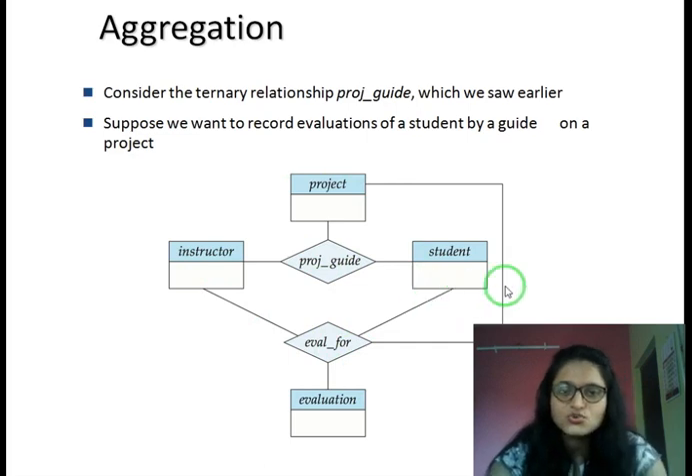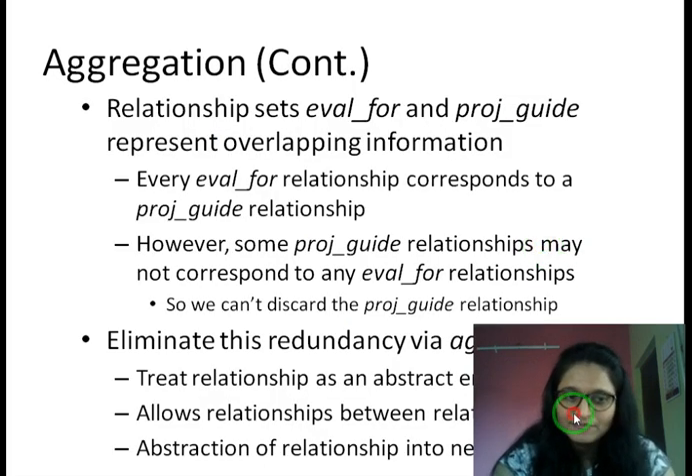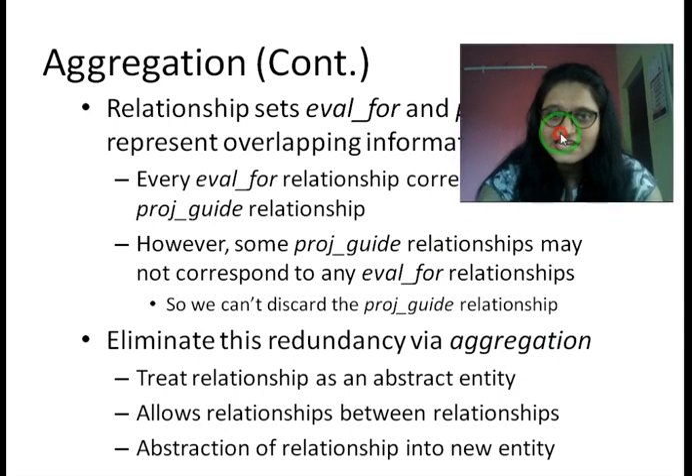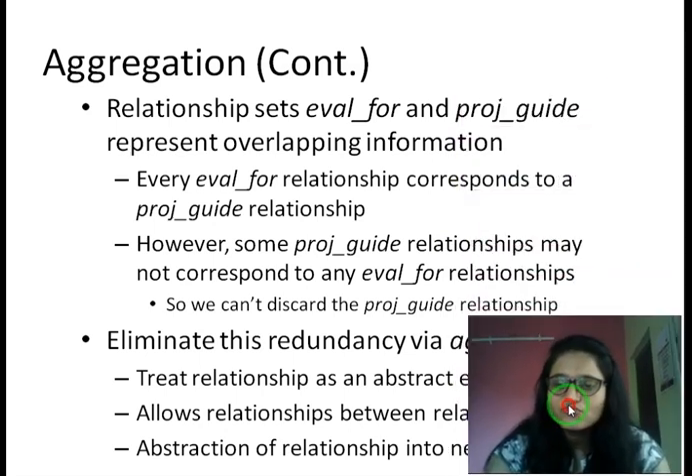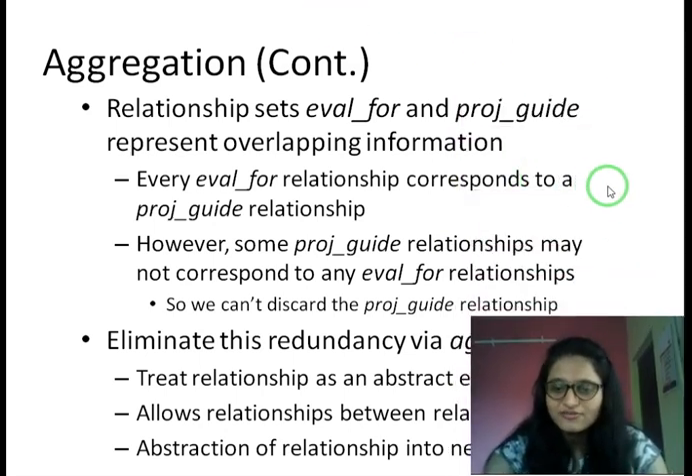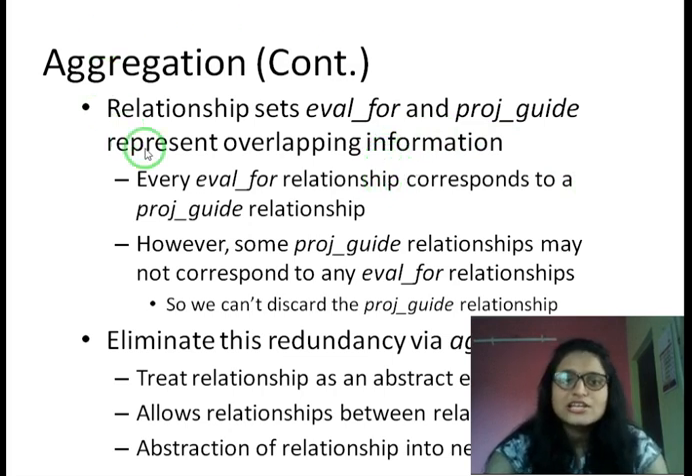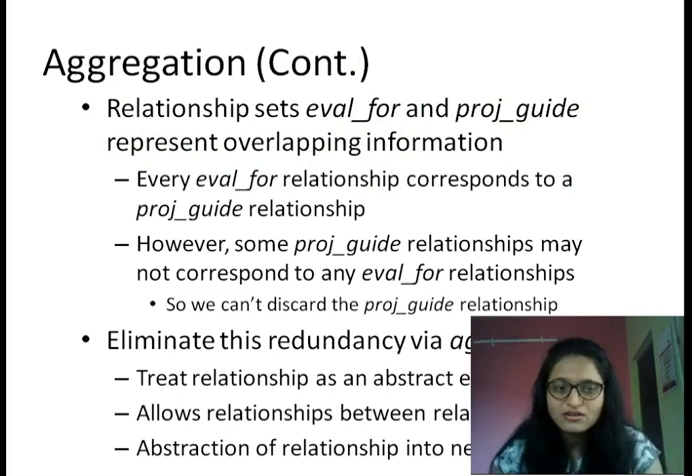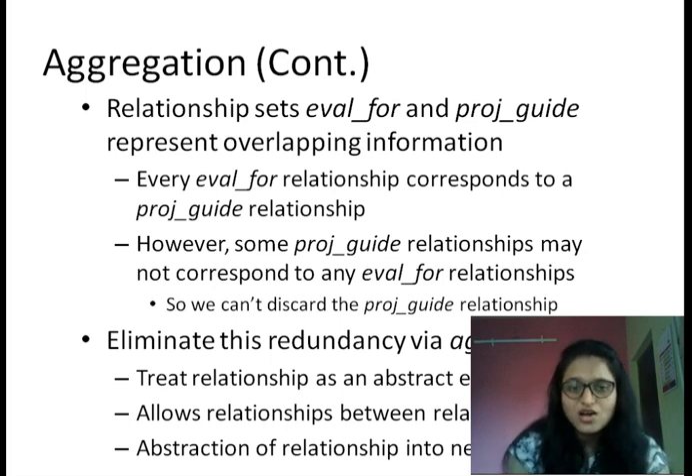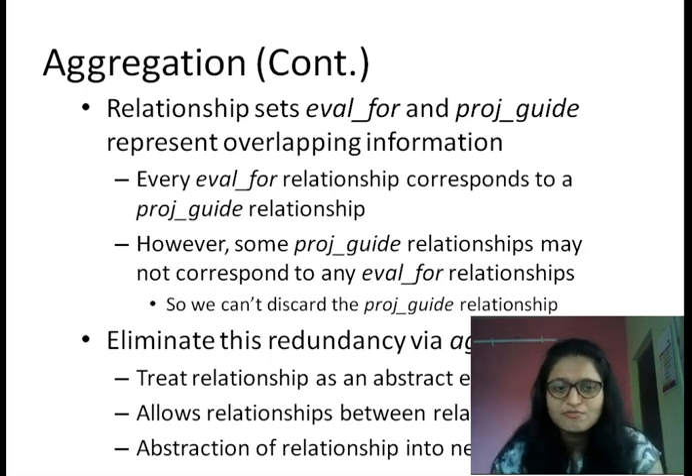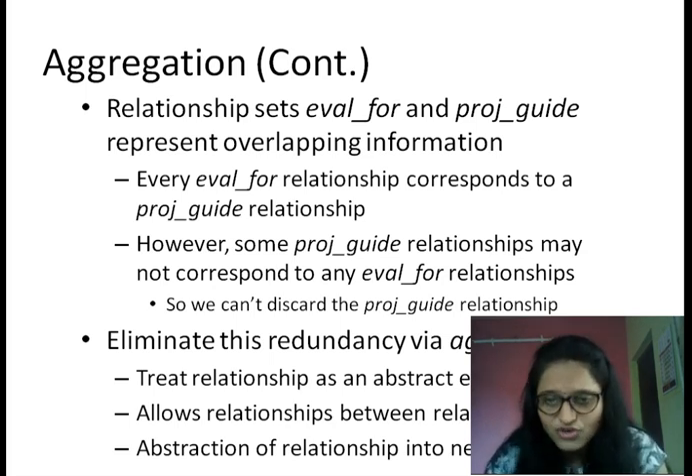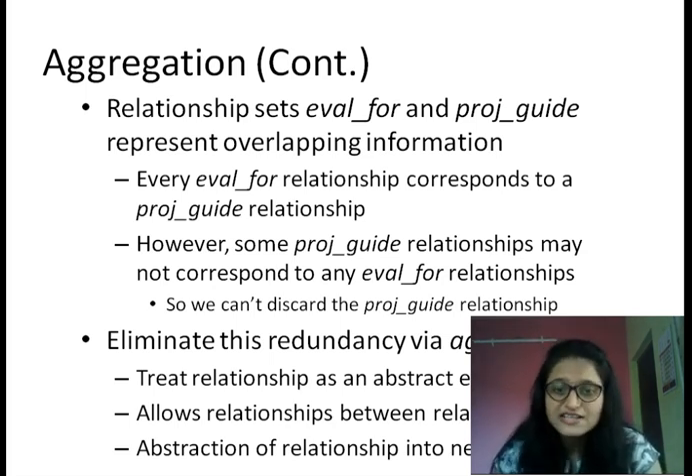That is the overlapping problem. To avoid this redundancy and overlapping problem, we move toward one extended feature, that is aggregation. The relationship sets eval_for and project_guide represent overlapping information. Every eval_for relationship corresponds to a project_guide relationship. However, some project_guide relationships may not correspond to an eval_for relationship, so we cannot discard the project_guide relationship, as we already discussed.